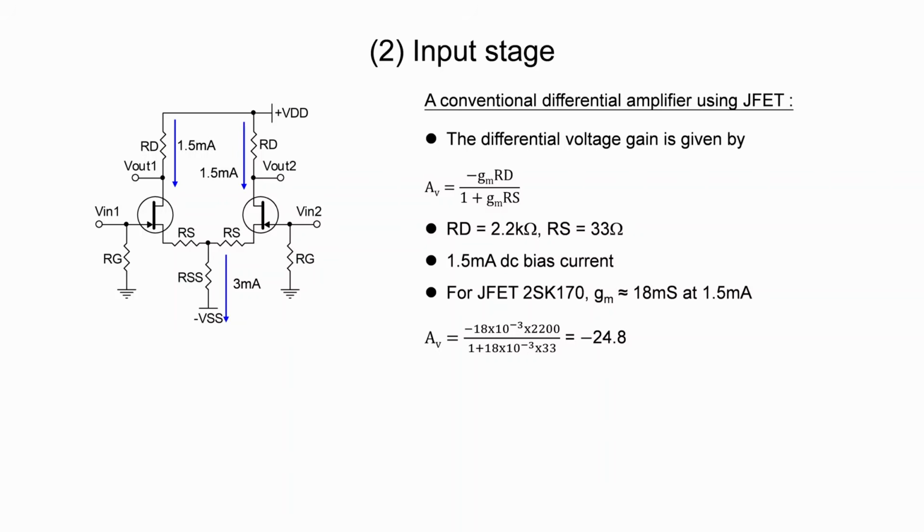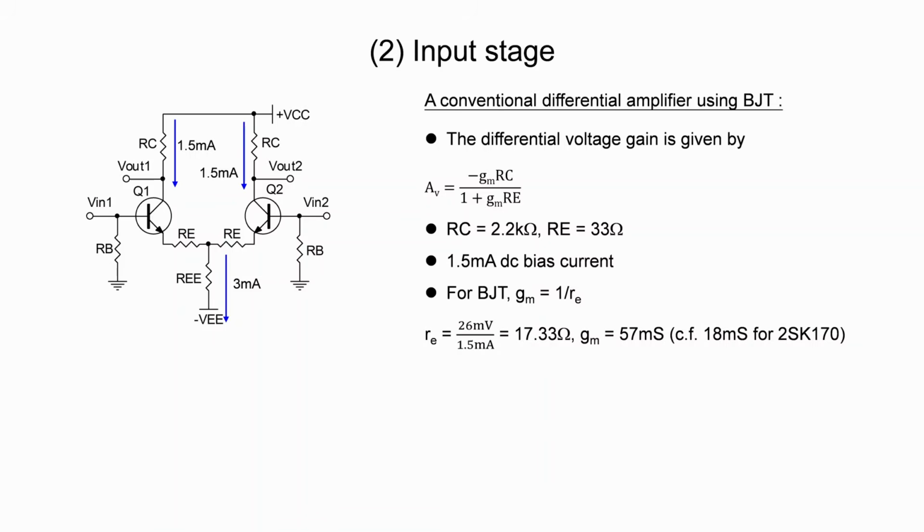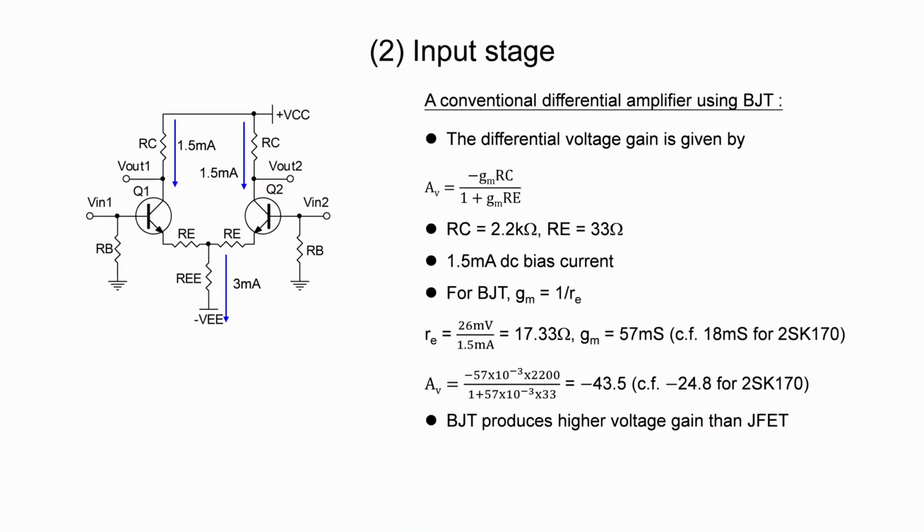Given resistors RD and RS, the voltage gain is equal to minus 24.8. This is the differential output voltage gain. For single-ended output, the gain is reduced by half. Now, we replace the JFET by bipolar transistors with the same DC bias current and resistor values. We calculate the transconductance of the amplifier. The voltage gain becomes minus 43.5, which is almost double that of the JFET.